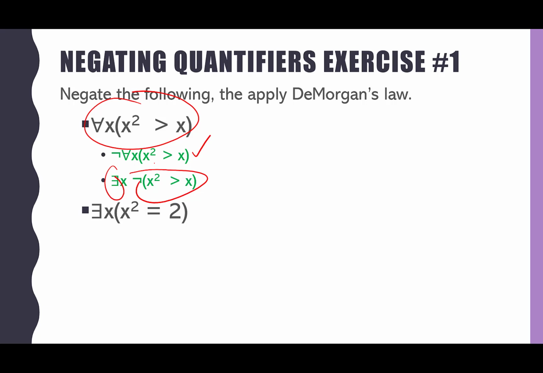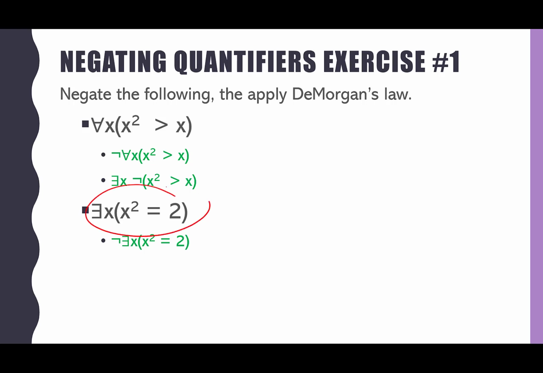Okay, next up. This is how you negate it. Again, you simply put the negation symbol to the left of it or on top of it, right? And our original claim, the first claim here, is we're saying there exists some x such that when you square it, it will equal 2. We're saying that exists. Okay?